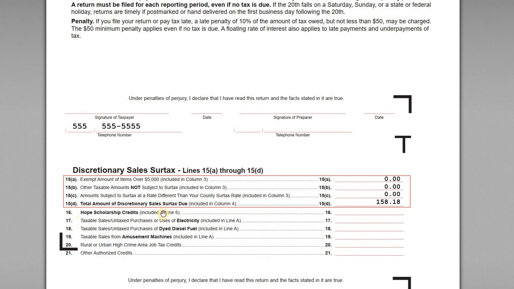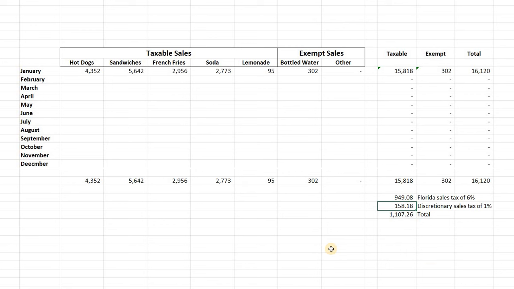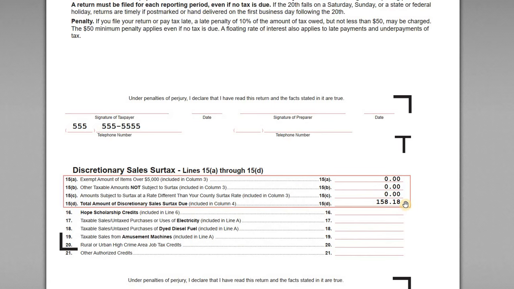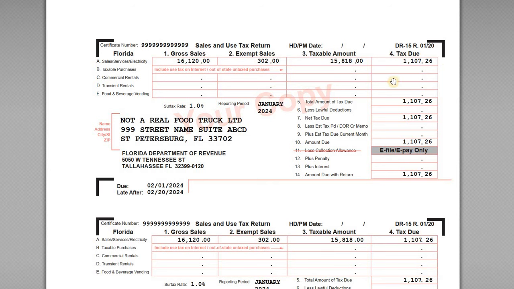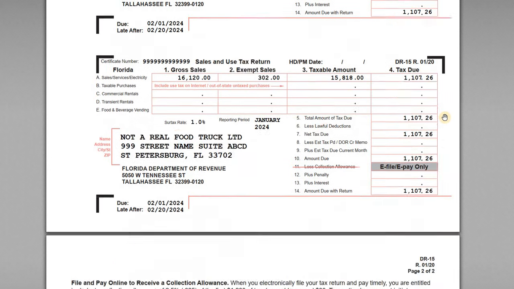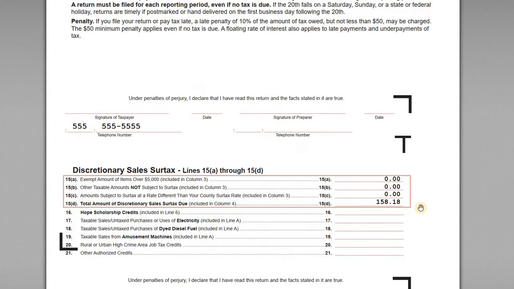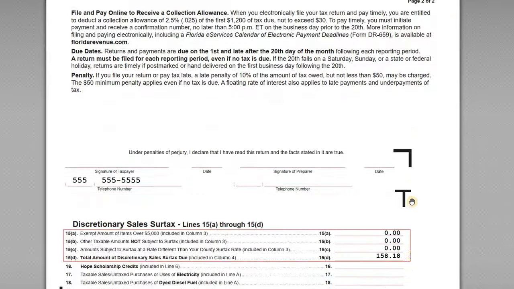So the total discretionary sales surtax that was charged and collected, if we look at our workbook, right, we have $158.18, and so that's what's being reported on line 15D. This amount is already included in column 4, right? So notice here it says how much sales surtax was due, already included in column 4 up here. Again, it's the 6% plus whatever discretionary sales surtax that you had to charge and collect. So $158.18 is already included in that value above.